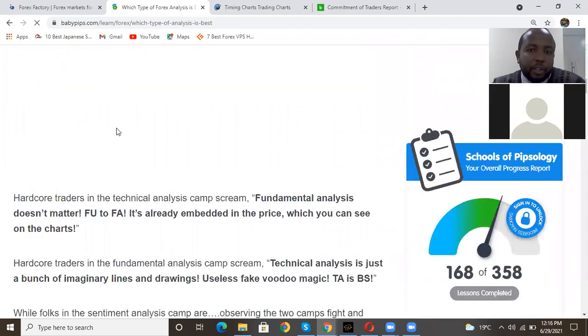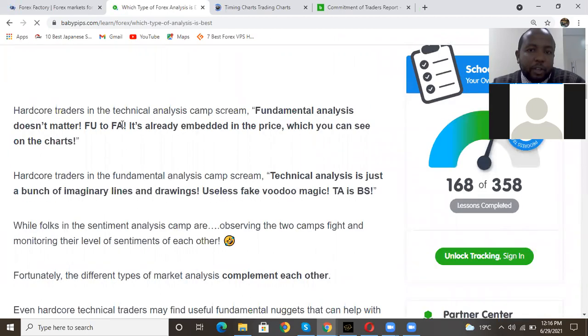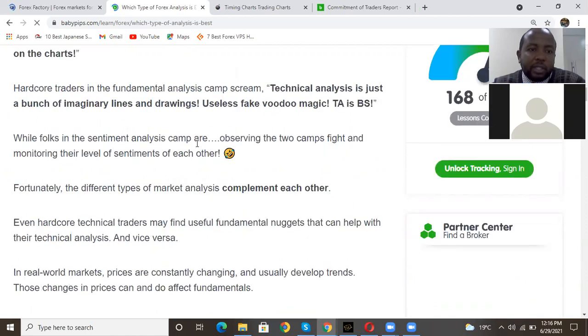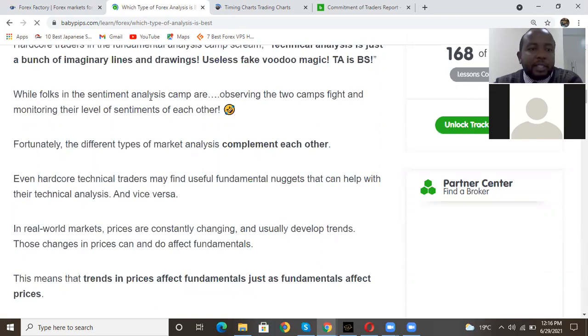So hardcore traders usually will say fundamental analysis doesn't matter, it's already embedded in the price, which you can see on the charts. Hardcore traders in the fundamental analysis will say technical analysis is just a bunch of imaginary lines and drawings, useless fake voodoo. Anyway, while folks in the sentiment analysis camp are observing the two camps fight and monitoring their level of sentiments.